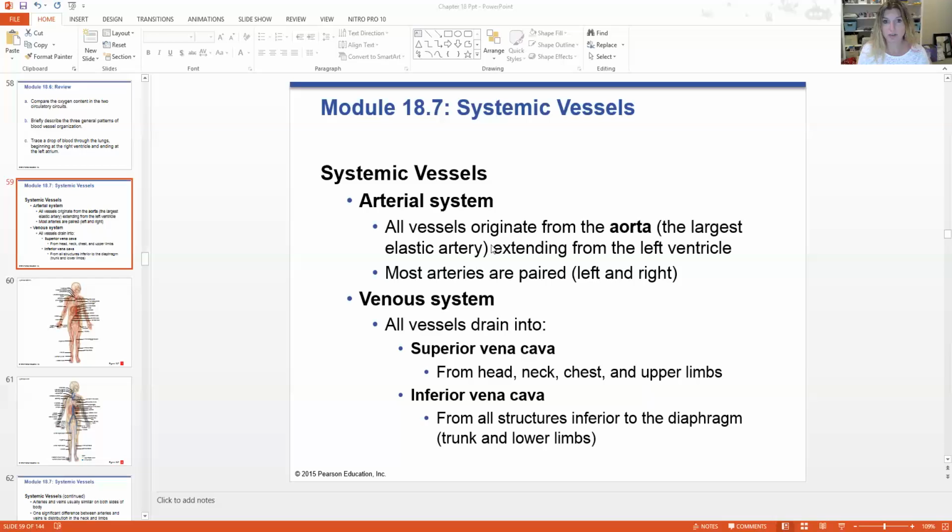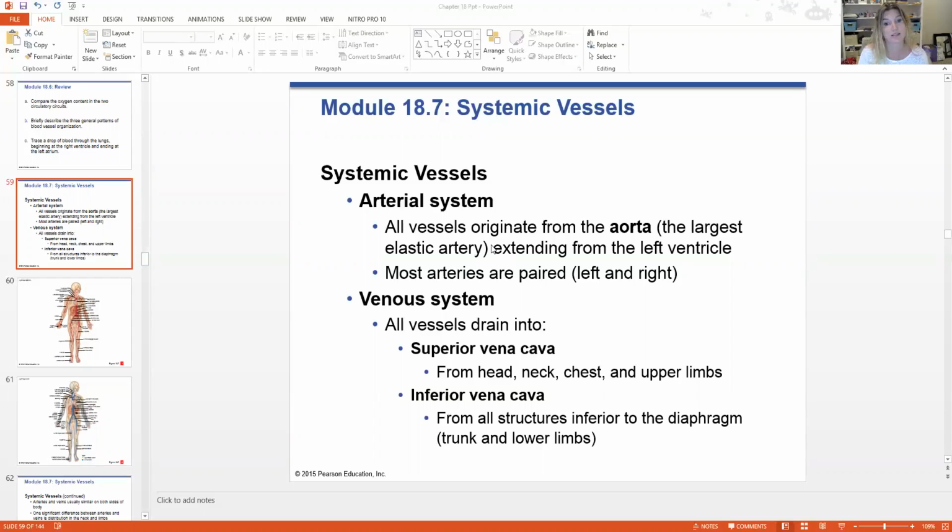So on our arterial side, our systemic vessels, everything branches off the aorta. The aorta is the largest elastic artery in the body. It goes from the left ventricle, and it has an ascending part, an arch, and then a descending section, which basically travels all the way through your thoracic cavity and abdomen, and then it branches from there, and we'll see that in the subsequent slides.